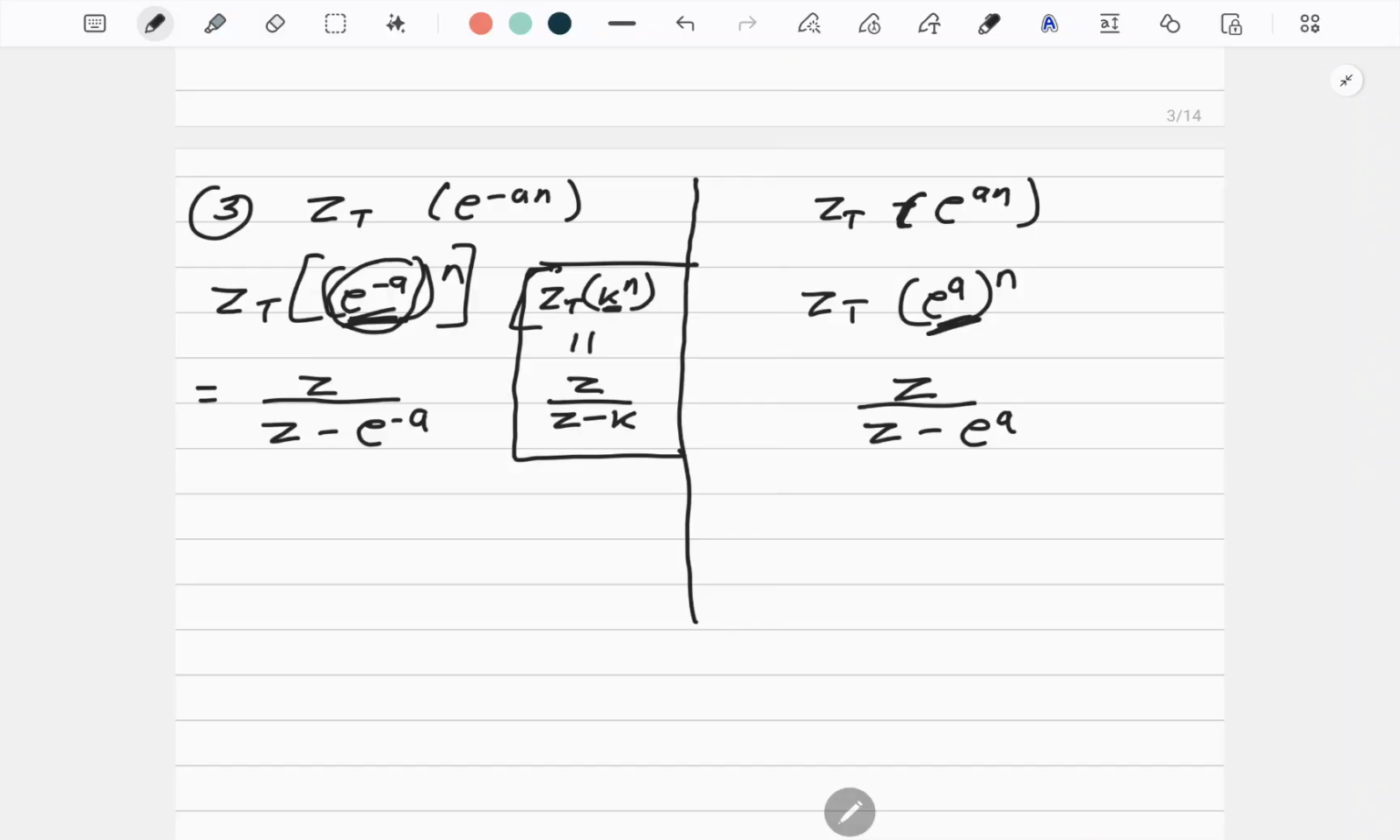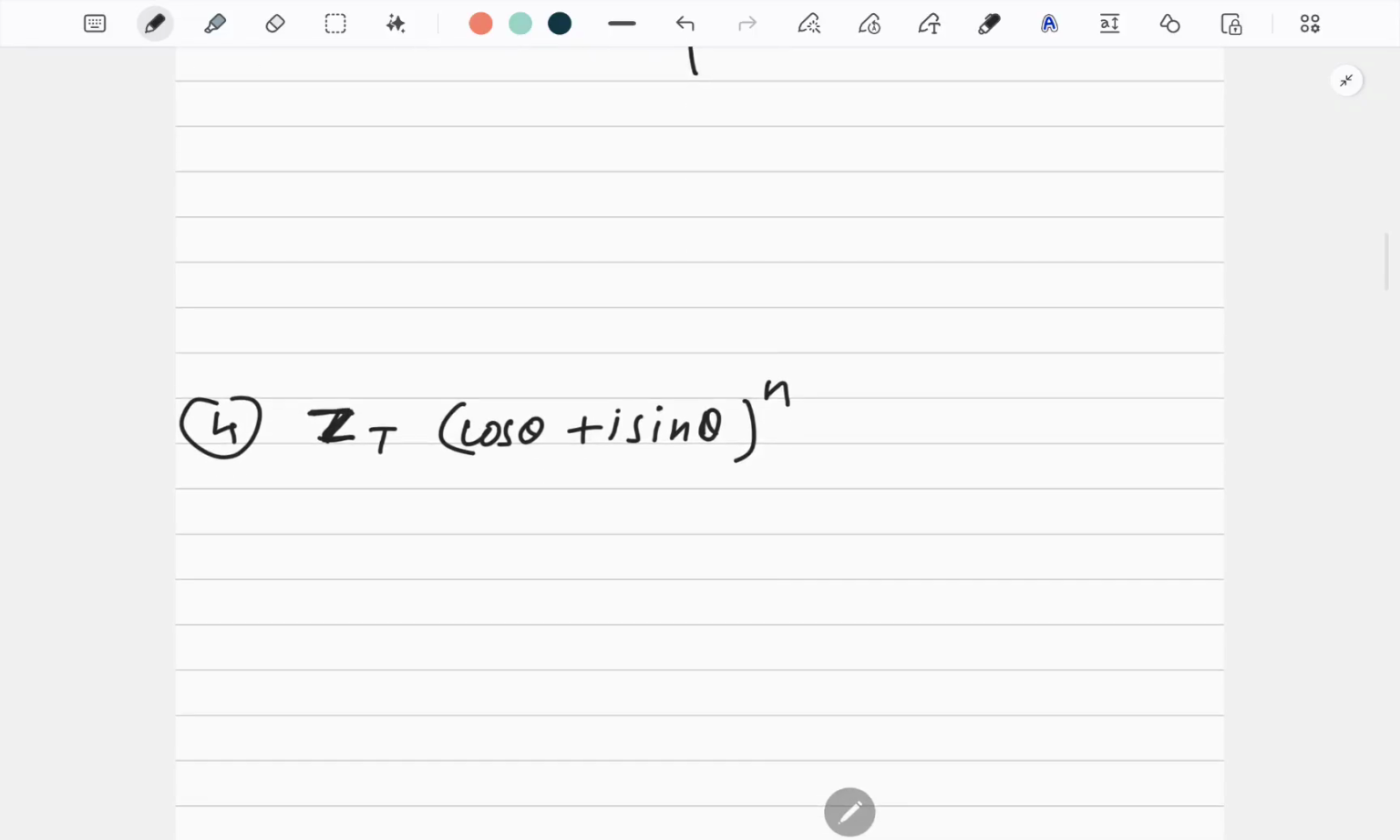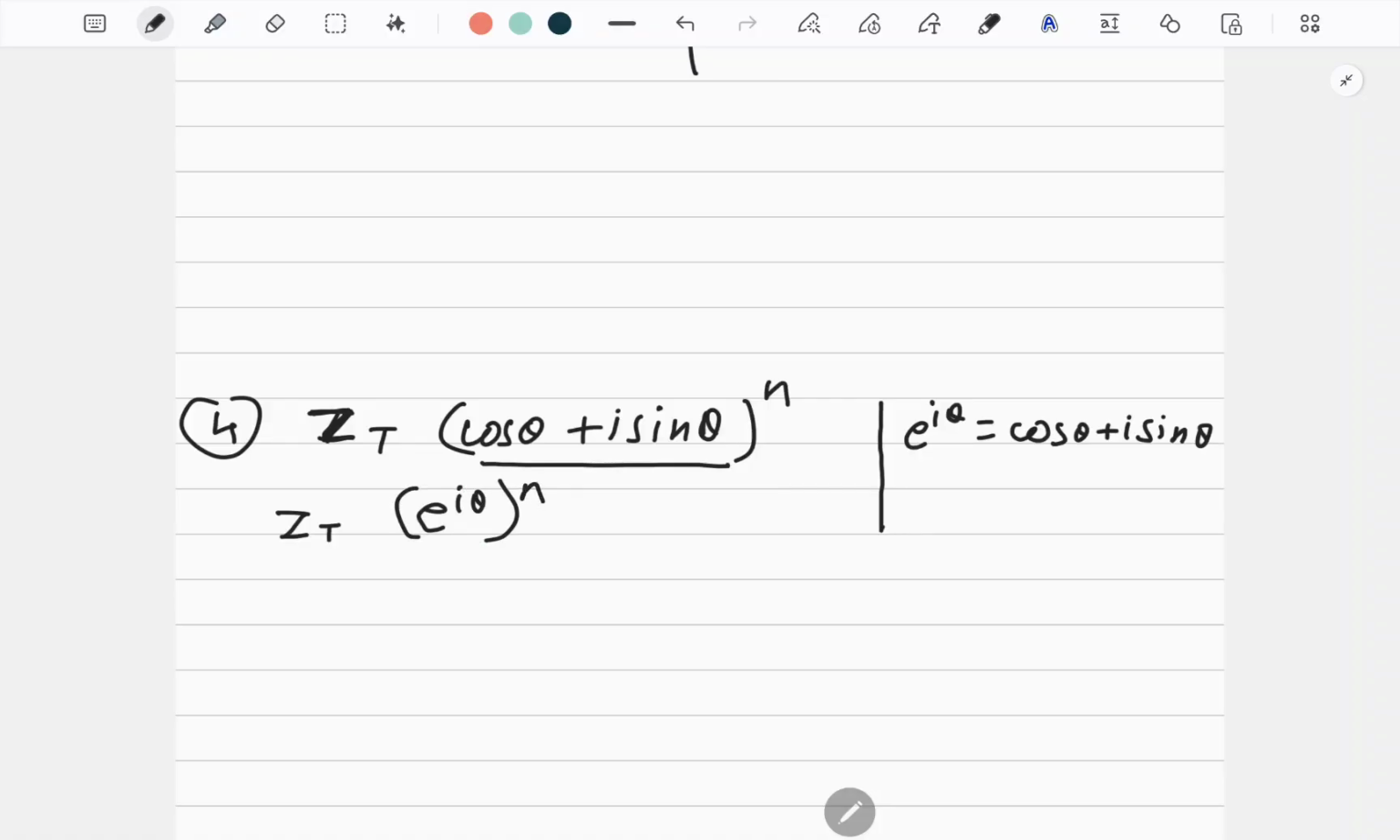Okay, so now let's move further. Next is z transform of this term. Now again, what is this? Cos theta plus i sin theta. If you remember, on the first page I gave you the formula e to the power i theta is equal to cos theta plus i sin theta. So the same thing I'll use here. So this becomes z transform of e to the power i theta, whole power n.